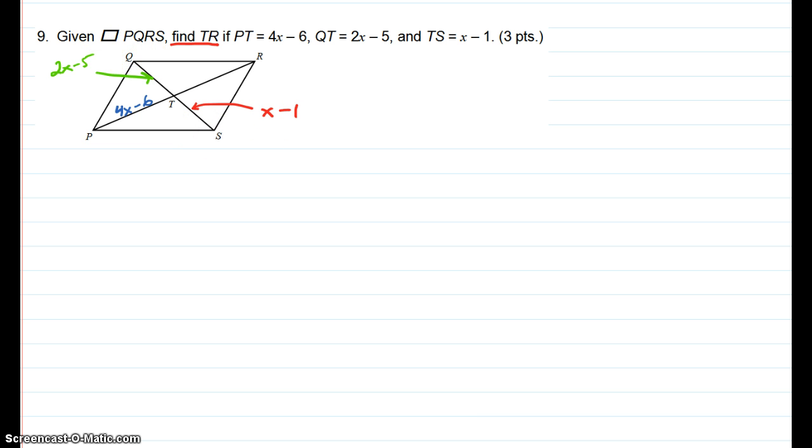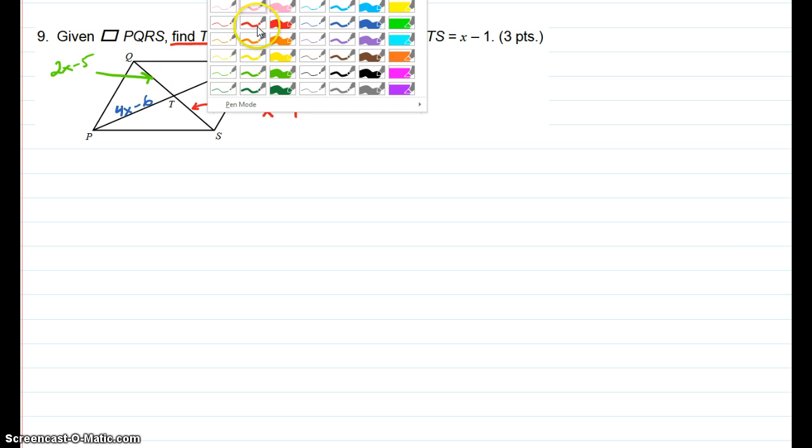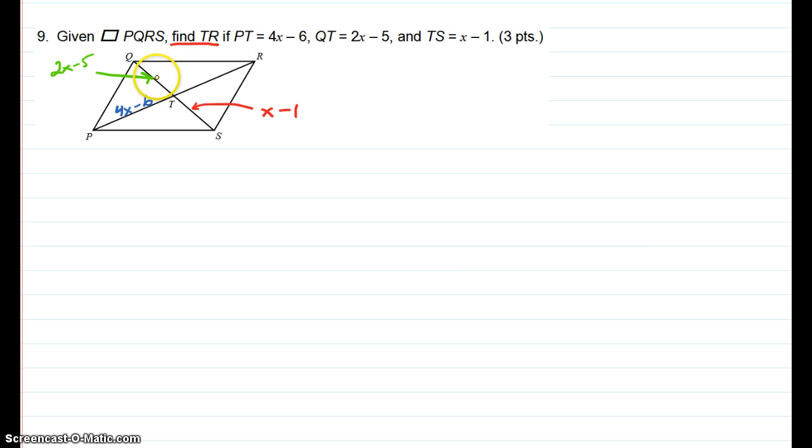So since it's a parallelogram, one of the things we know about parallelograms is that the diagonals bisect each other. So that's going to tell us that this diagonal is bisected into these two equal pieces. So that means we're going to put the green 2x minus 5, and that's going to have to be equal to the red x minus 1. So we're not even going to worry about the 4x minus 6. It has nothing to do with setting up the equation, because we know that this diagonal was cut in half, so this piece is equal to this piece.